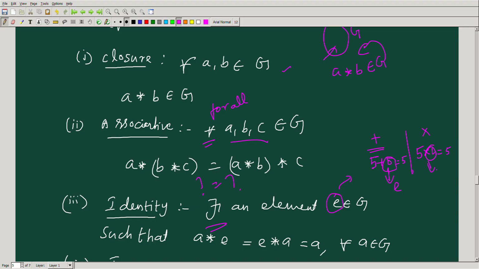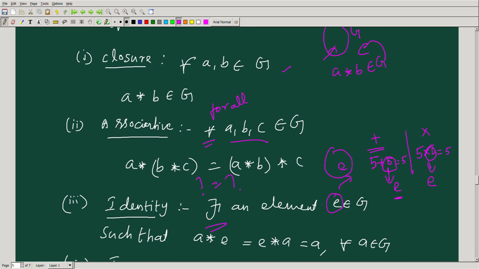1 is the identity element under multiplication. Is it clear? So the identity element is always denoted by E. There exists means some element which belongs to G. So some element is already existing, that should be E. So there exists an element from the set, some element is present. That element is the identity element, right?